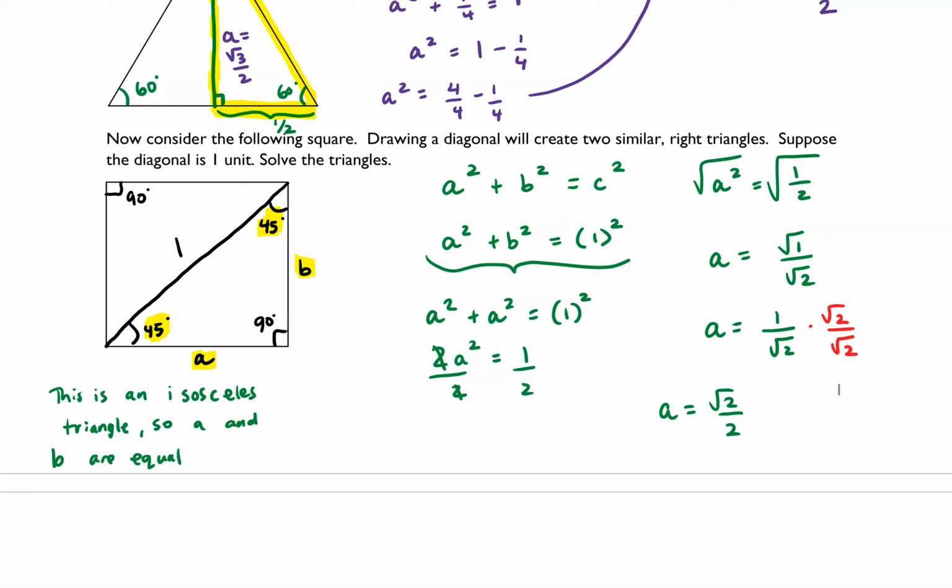And so we have found our a value, and b we established earlier was the same length. So we've now solved the triangle that I've highlighted here. We found all the angles and all the side lengths. So we have completed this question.